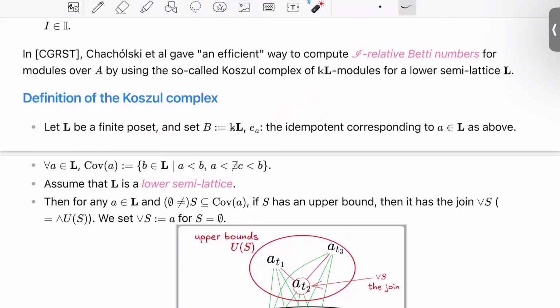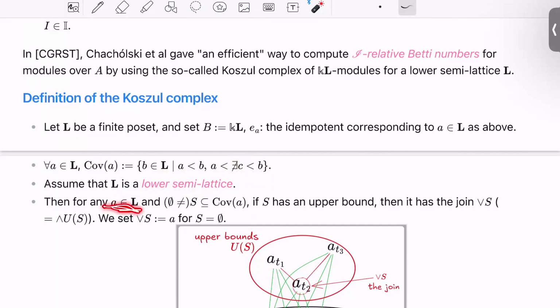Now this is important notation. For each a in L, a cover of a is a predecessor b of a such that in between a and b, nothing is included. And assume that L is, as before, a lower semilattice. Then this guarantees the following.